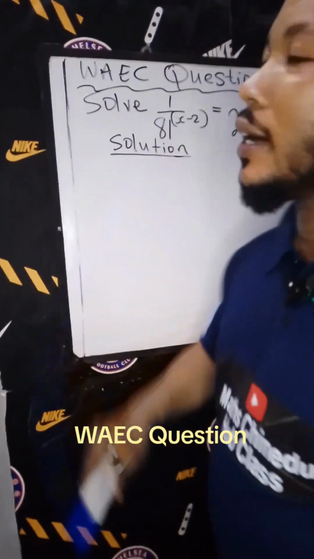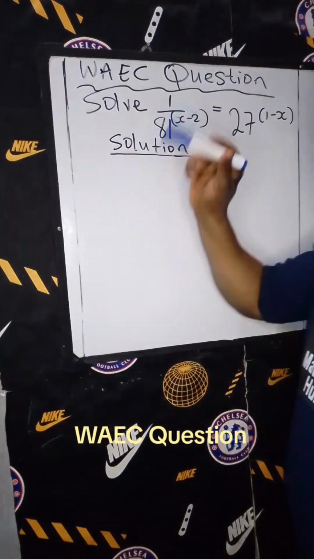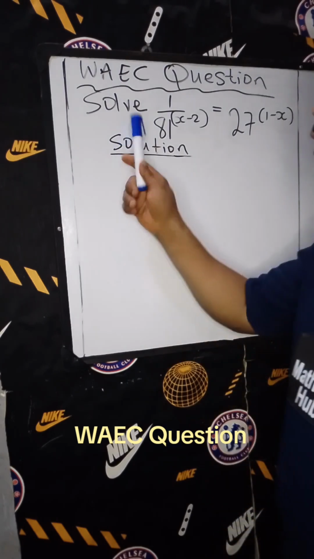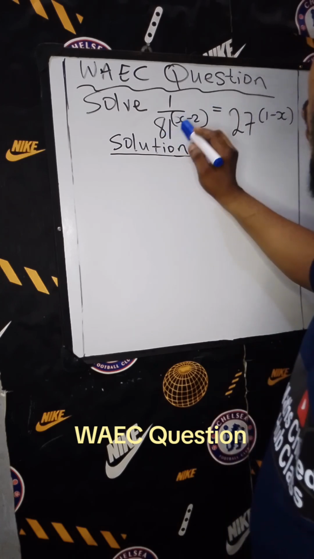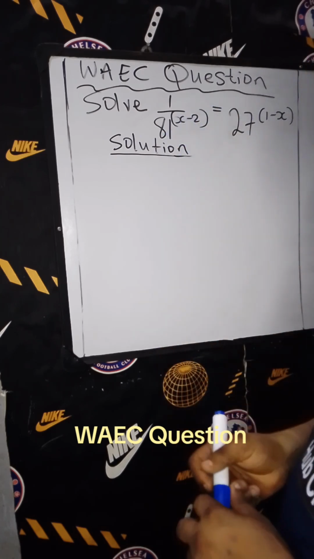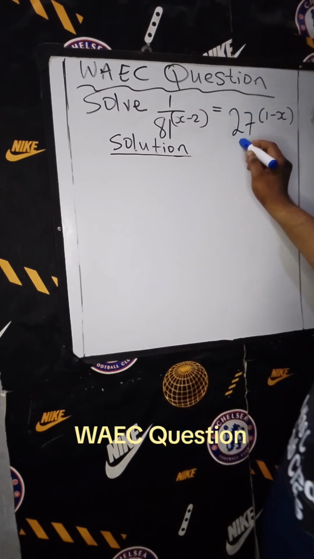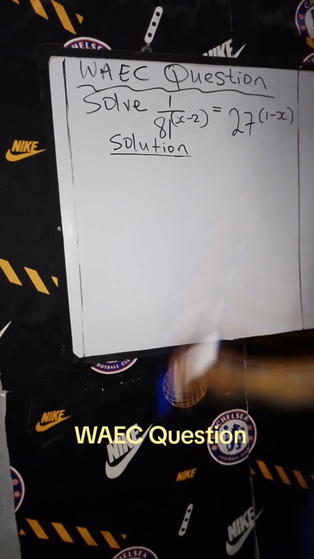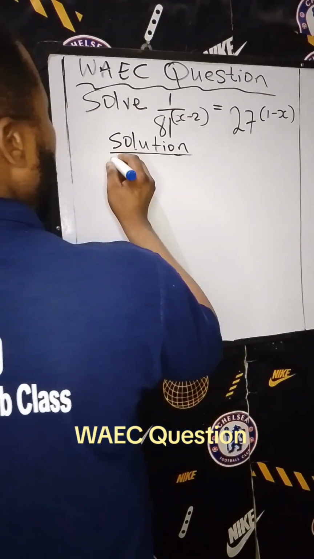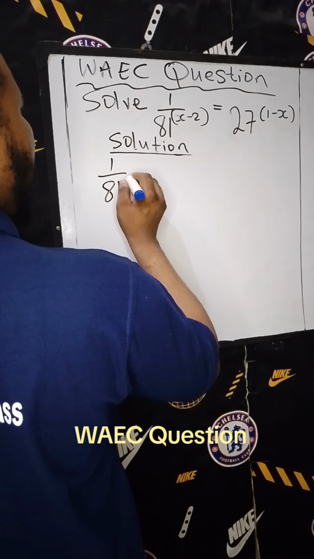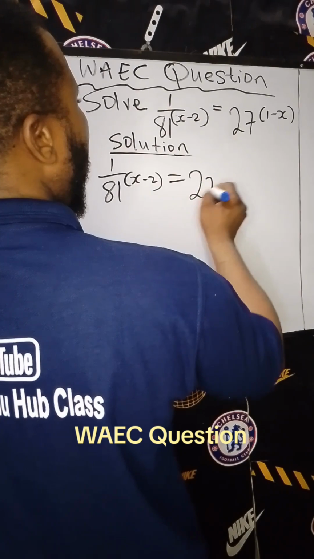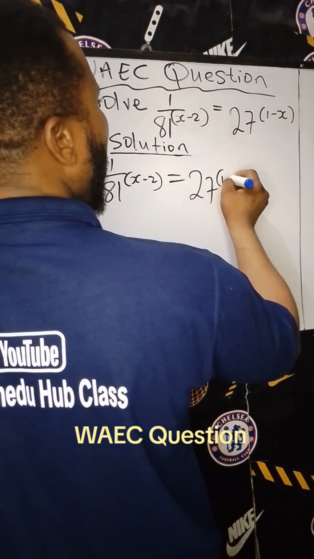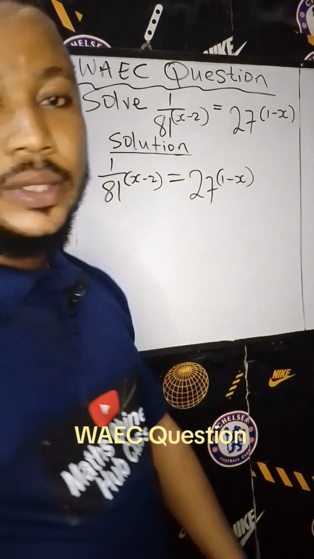Today we're going to solve this equation before us. Solve 1 all over 81 raised to the power of (x minus 2) is equal to 27 raised to the power of (1 minus x). So we're going to have it like this: 1 all over 81 raised to the power of (x minus 2) is equal to 27 raised to the power of (1 minus x). So let's solve this together.